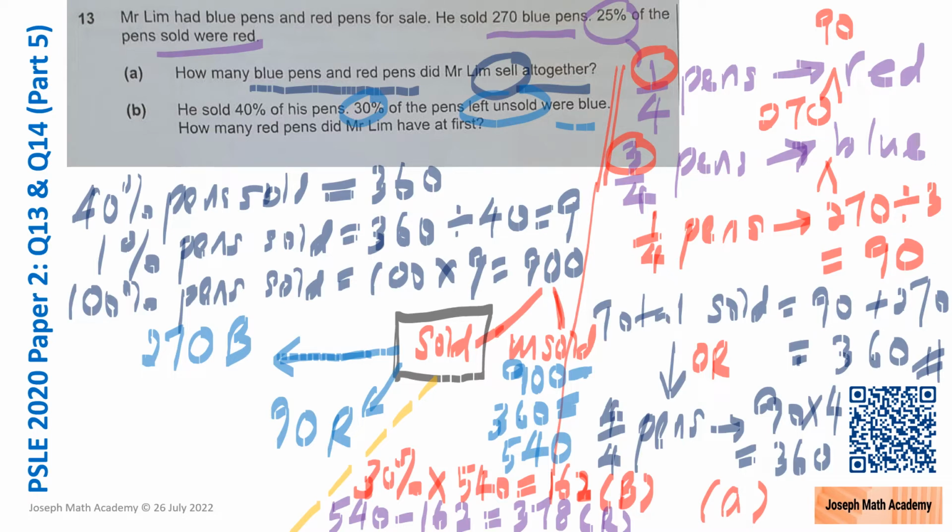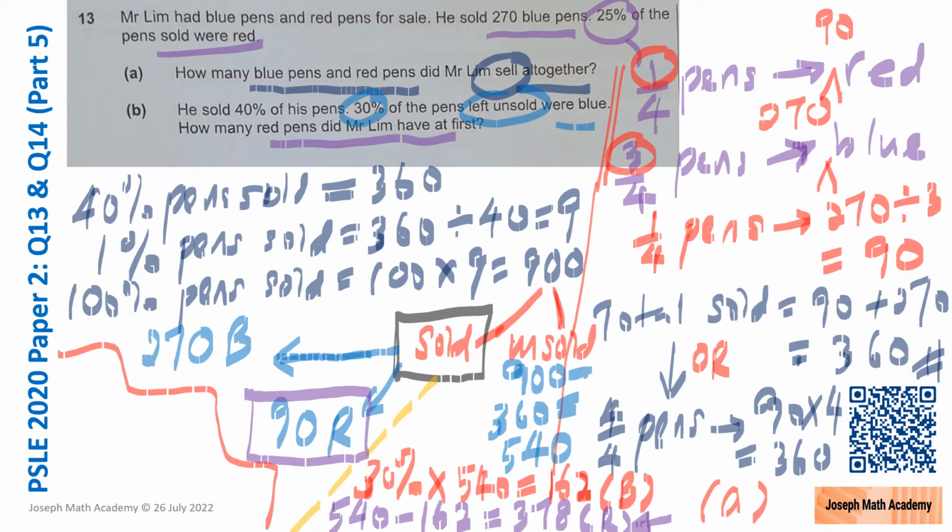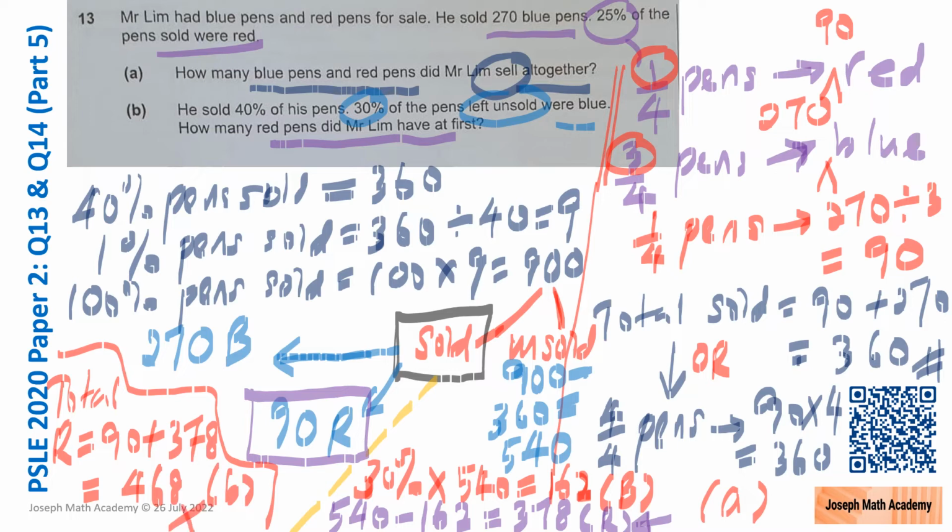Now let's look at question B. How many red pens did Mr. Lim have at first? The words red pens at first mean red sold plus red unsold. So this is red sold, and this is red unsold. So for part B, the total red ones is 90 plus 378. That gives us 468. Part B is done.